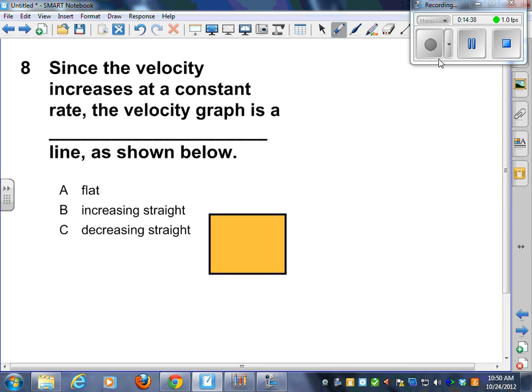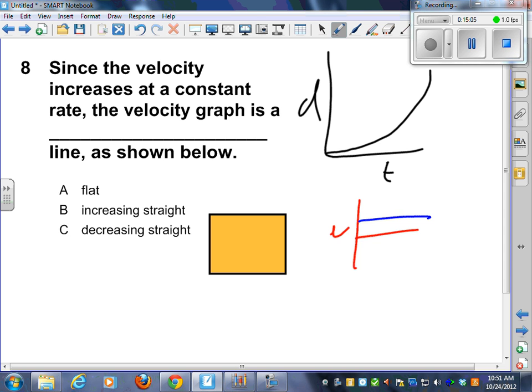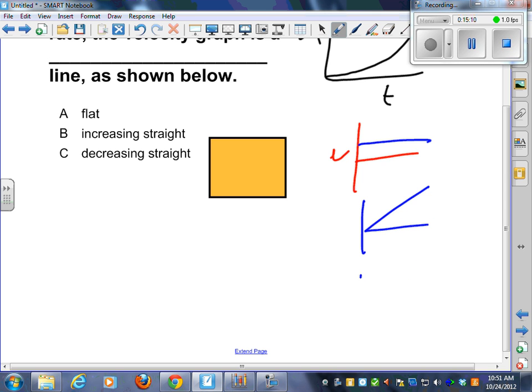Since the velocity increases at a constant rate, now you can't tell that from the graph, I'm telling you that. The velocity graph is what kind of line? Is it a flat line? Is it an increasing straight line, or is it a decreasing straight line? And I'll show you what I mean by this, okay? If the displacement graph looks like this, then is the velocity time graph flat? Is it increasing straight? Or is it decreasing straight? Which one of those three is the velocity time?